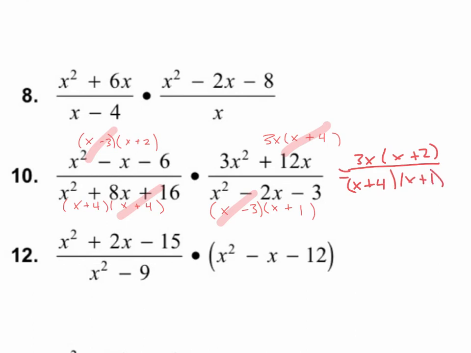So we need to set x plus 4 does not equal 0 and x minus 3 does not equal 0. So what can x not equal? Negative 4 and positive 3.